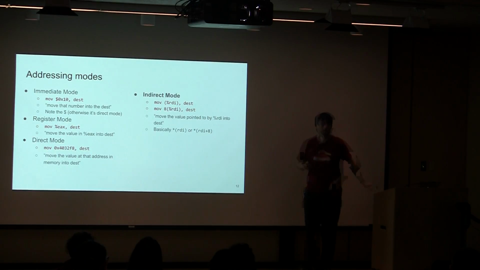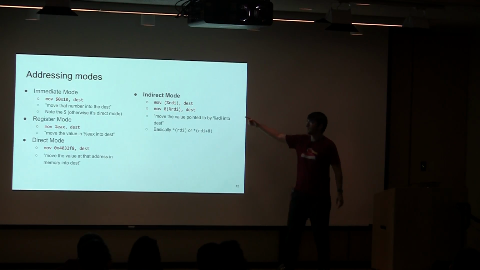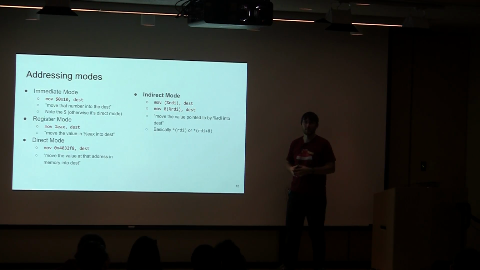Question: what happens if the address is not a valid address? If RDI does not have a valid address and we try to do this, then you'll probably segfault, just like you would if you dereferenced an invalid pointer in C.